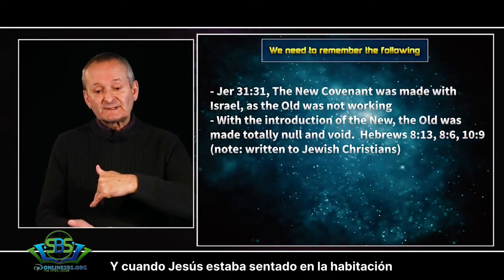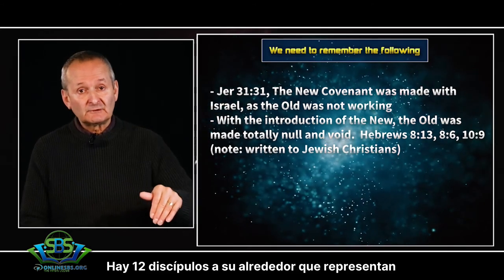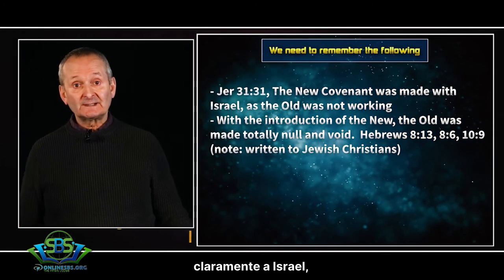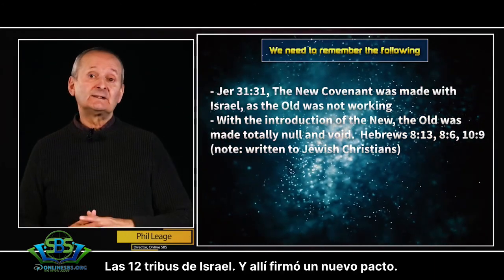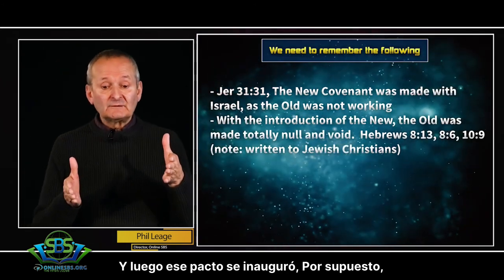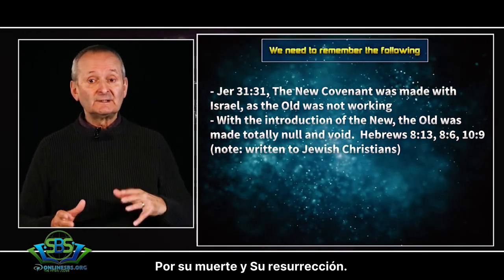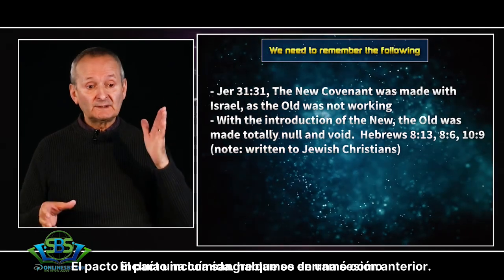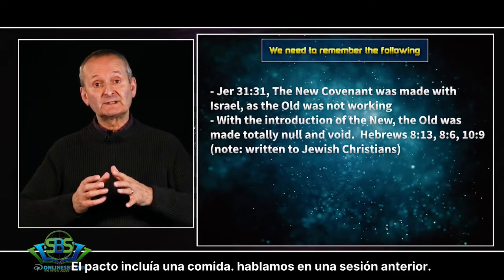And when Jesus was sitting in the upper room, there were 12 disciples around him. That so clearly represents Israel, the 12 tribes of Israel. And there he entered into a new covenant. And then that covenant was inaugurated, of course, through his death, his resurrection. The covenant included a meal. The covenant included blood that was shed, just like we'd spoken about in a previous session.